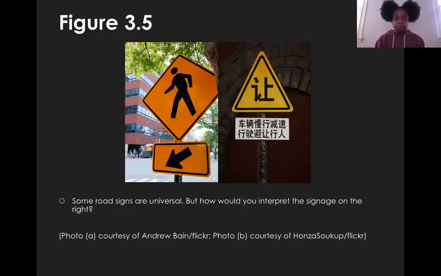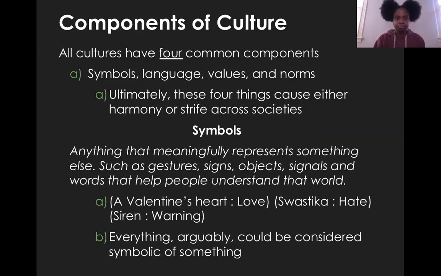Another figure, some road signs are universal. So in some countries, you will see the same types of road signs. But how would you interpret the signage on the right? I can't read it. Another example of cultural relativism. I do think it's like a warning sign though. The yellow, or cautionary sign.